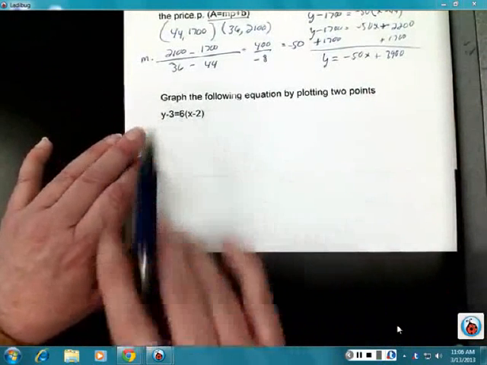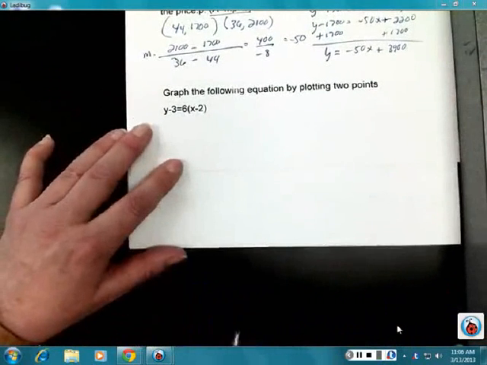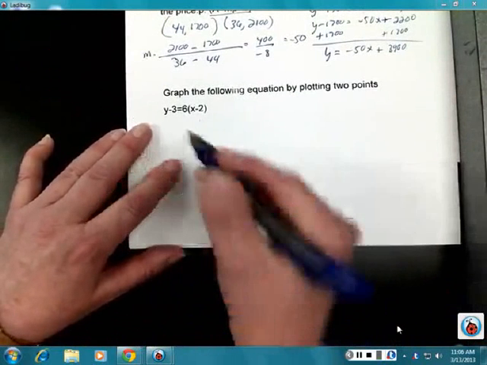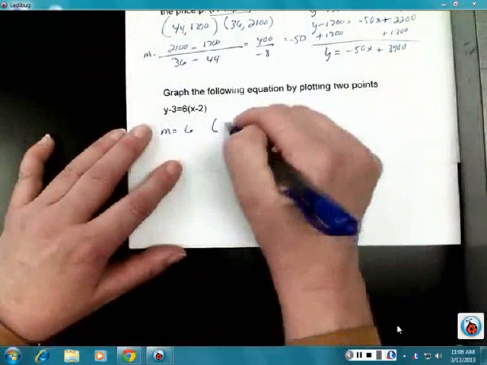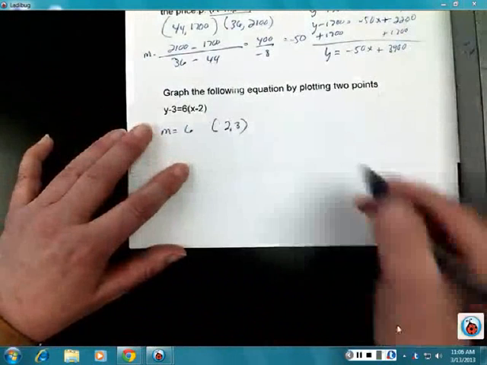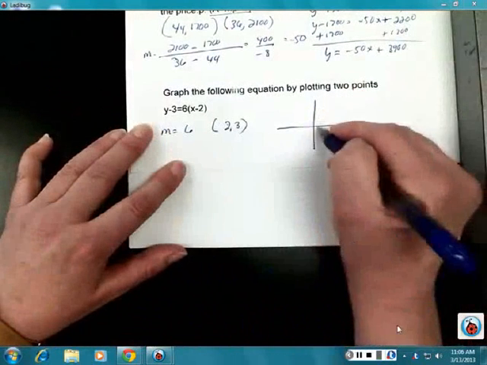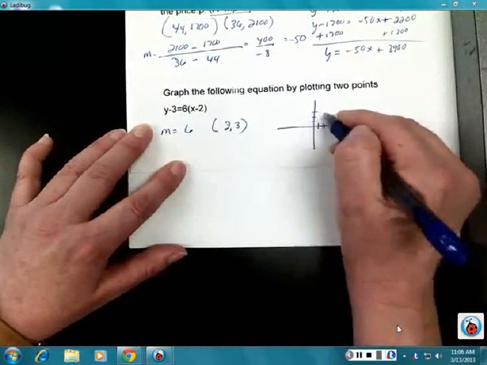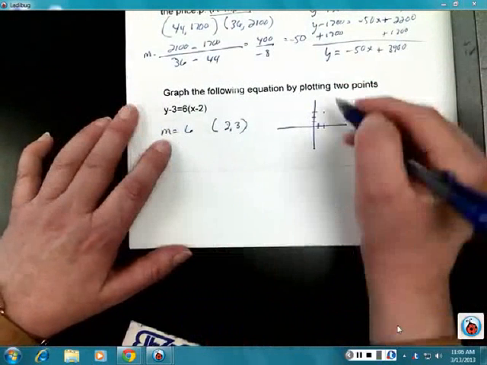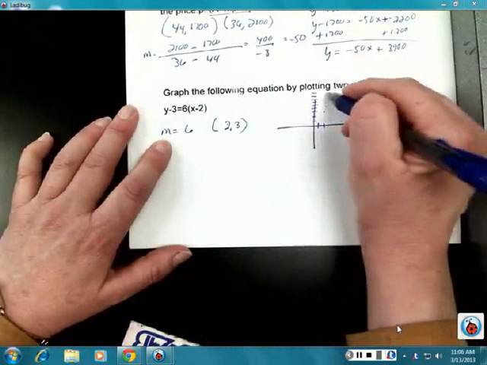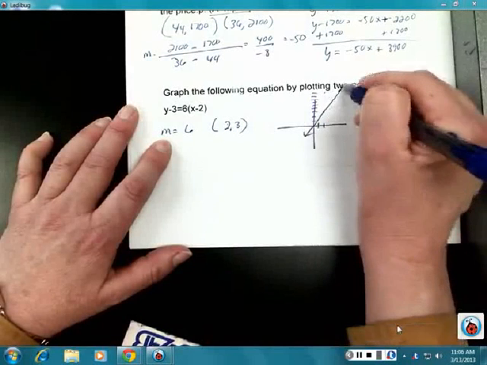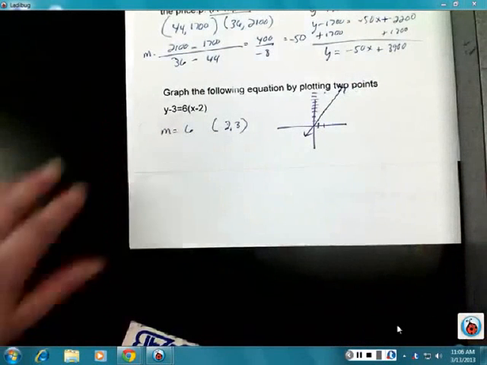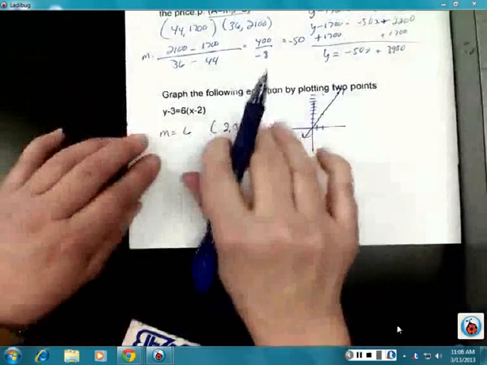Graph the following equation by plotting 2 points. Going back to review the stuff we talked about, I need to find my slope and I need to find my point. So my slope is 6. What's my point? 2, 3. And it says to graph it. So I would plot 2, 3. Do my rise 6 and run 3 and connect the 2, and I have my graph. So that's the way in which you see that one in your homework stuff in Hawks.